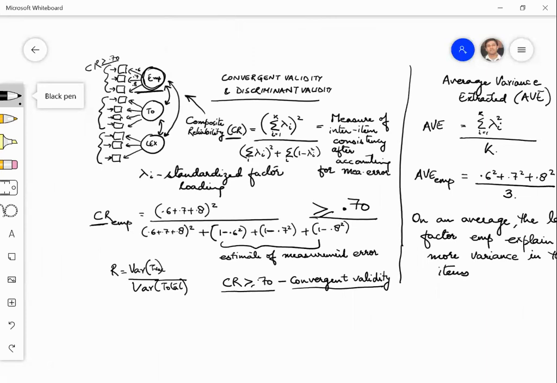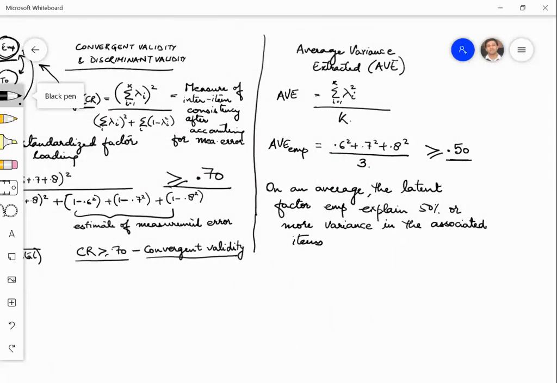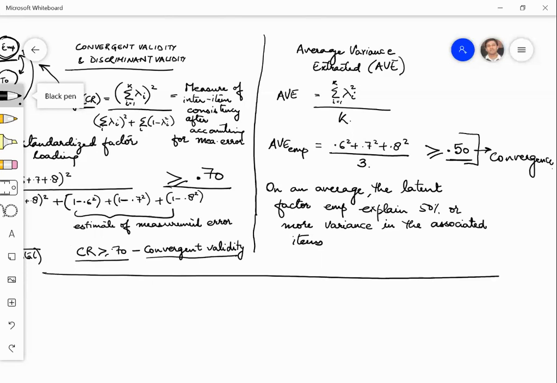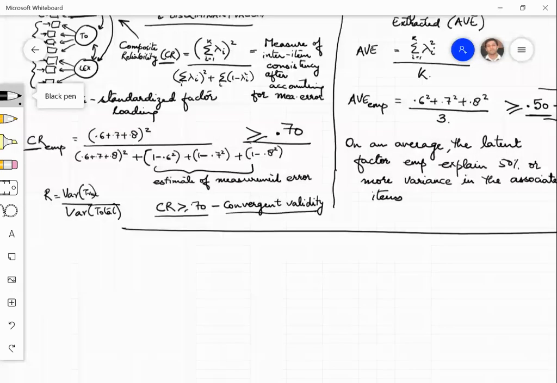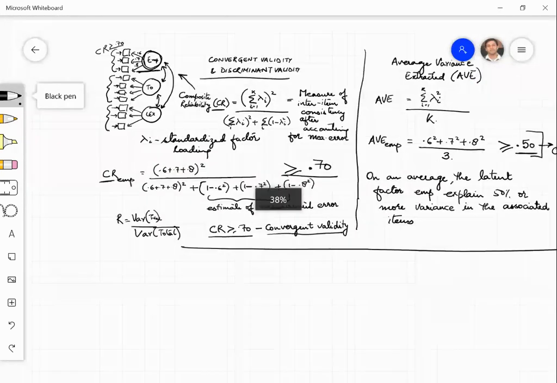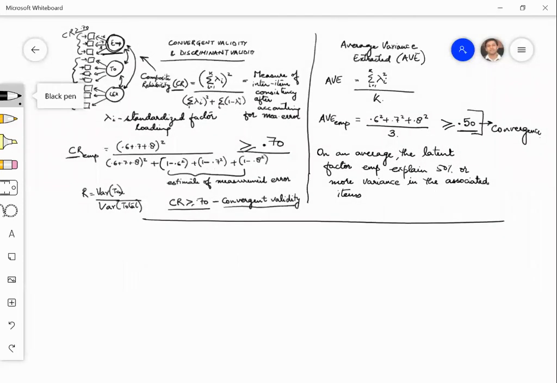So this is again a condition for convergence, showing that the items are good indicators of the latent construct EMP. The last thing that is talked about from these measurement models is what we call the discriminant validity.